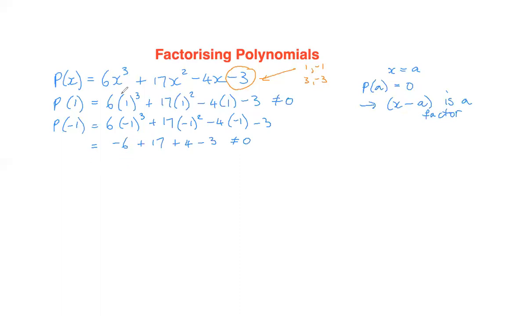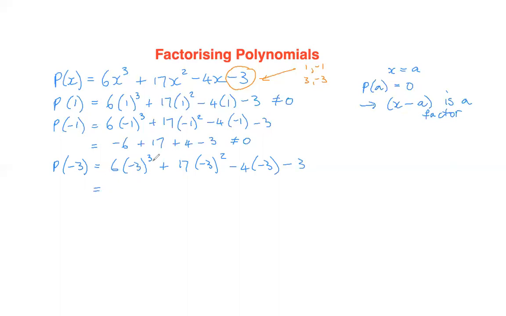Now, I could save myself the trouble of putting 3 in here because I can see that I've got two bigger positive numbers here. I'm going to end up with too much positive and not enough negative to balance it out to equal 0. So I'm not even going to worry about putting 3 in. I can see it's not going to work. So I'll try p of -3. So 6 times -3 cubed plus 17 times -3 squared minus 4 times -3 minus 3.